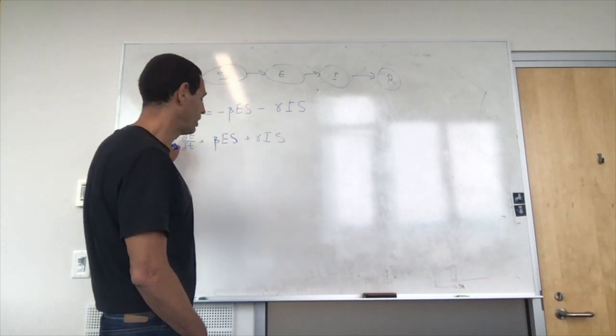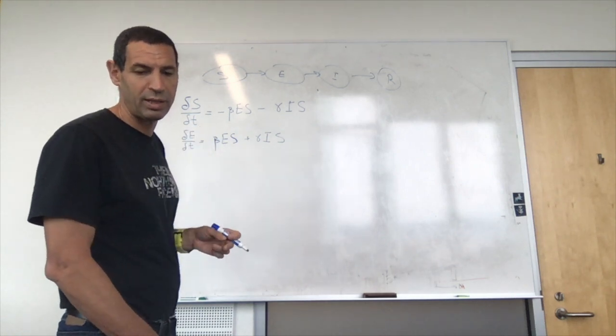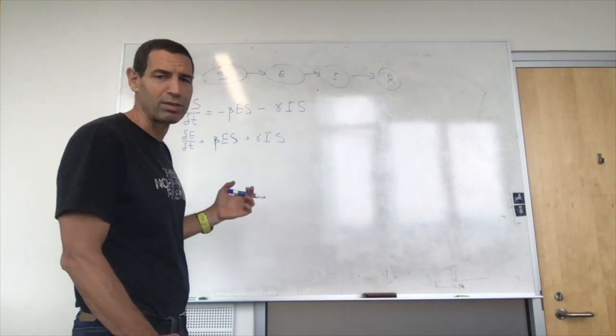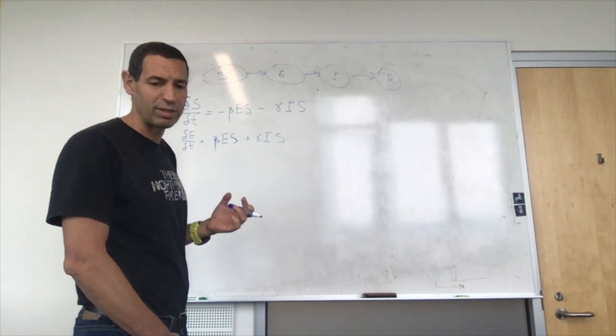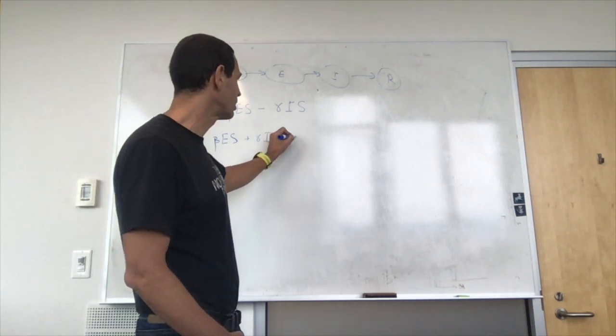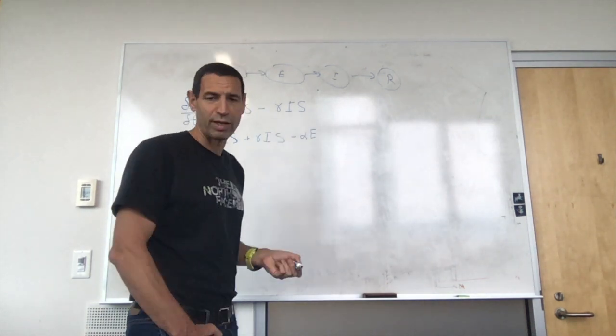Then some of the exposed people are going to become sick. And the number of people that are going to be exposed and become sick depends really on the rate of the disease and how long it takes to incubate. So that's nothing we can control, nothing to do with interaction. And we're losing them, so that's going to be minus alpha E. We're losing them to the infected population.